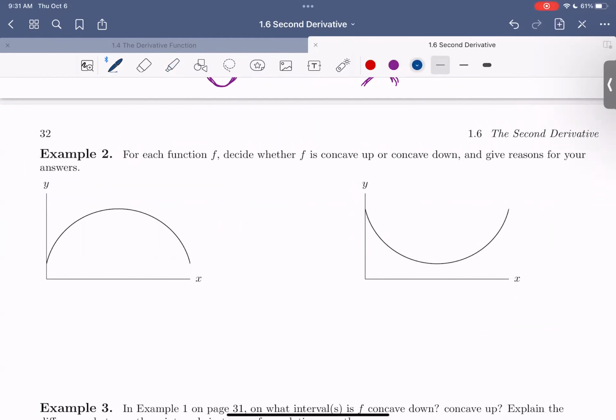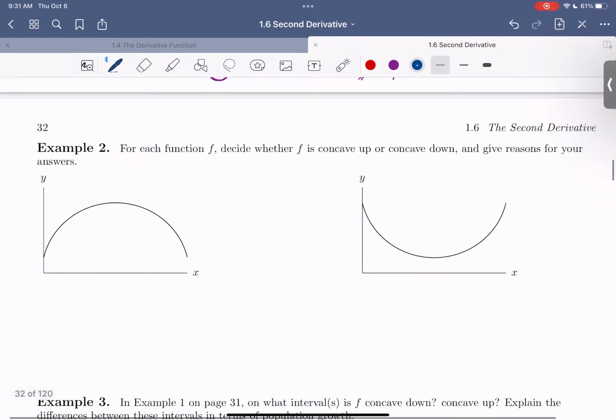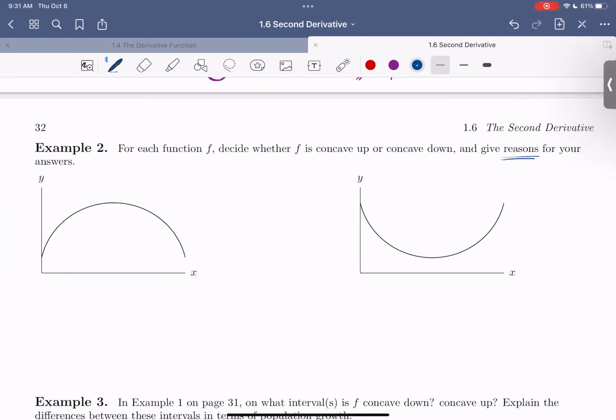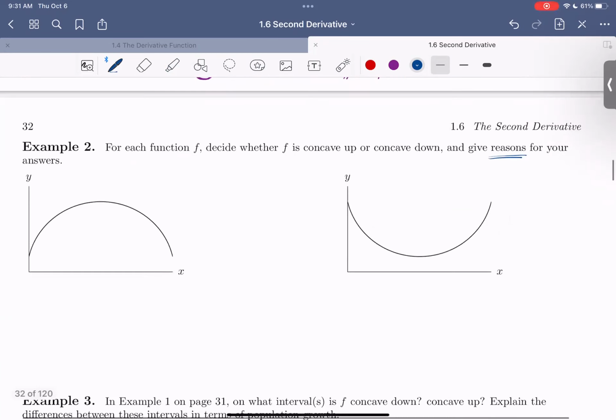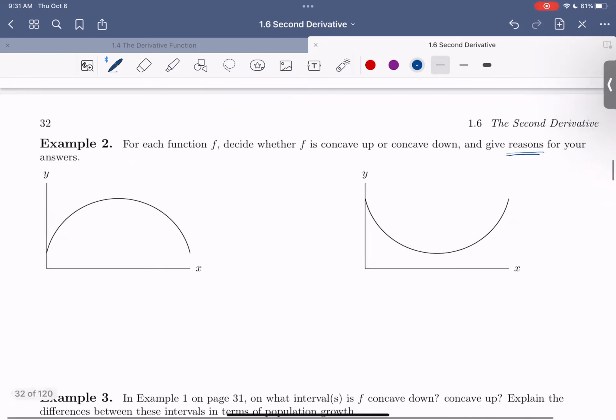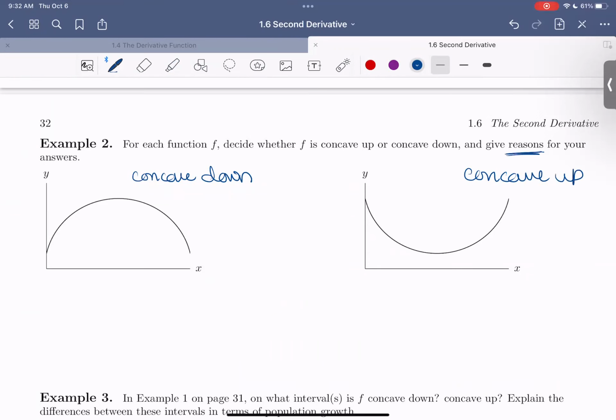Example 2 says, for each function f, decide whether the graph is concave up or down and give reasons for your answers. Just visually, we can see that this first graph looks like an upside down bowl, so it would be concave down. This graph on the right looks like a right side up bowl, so it would be concave up. But we want to provide reasons for our answers.